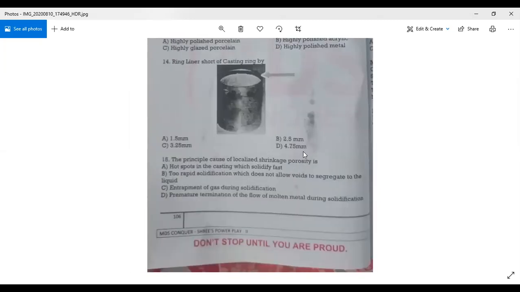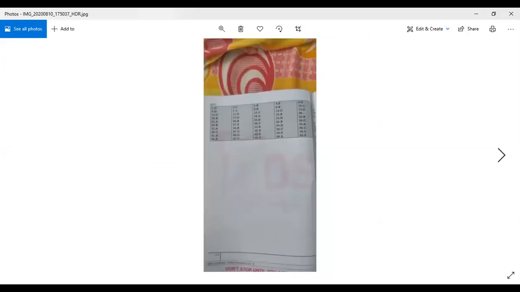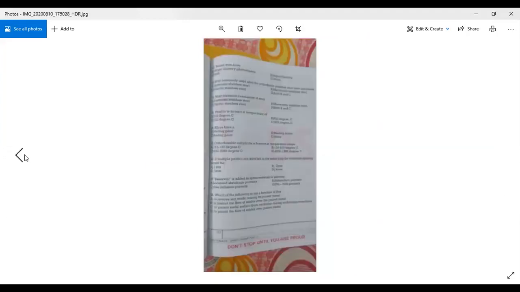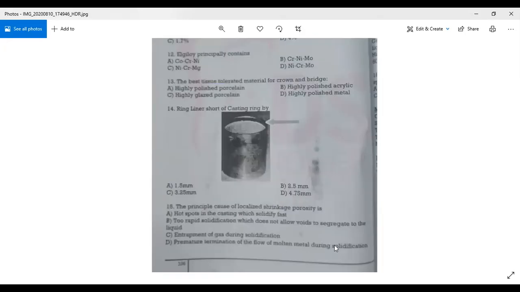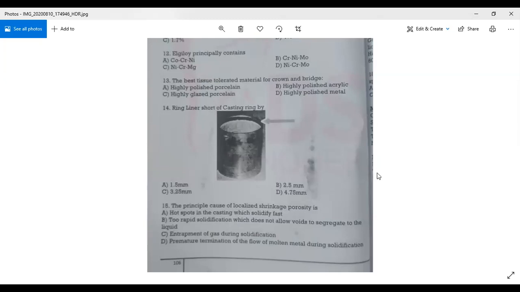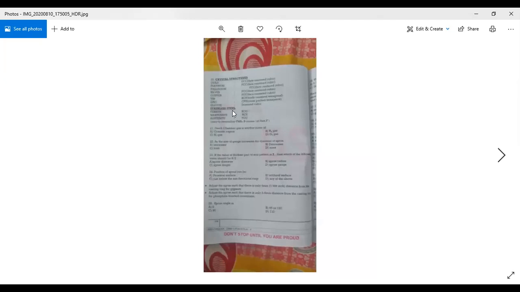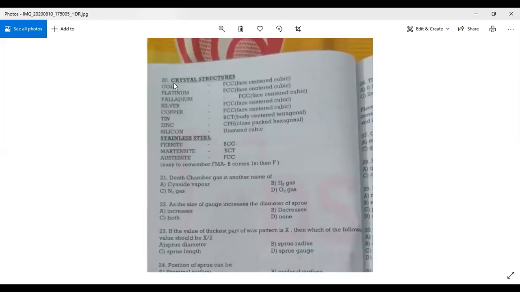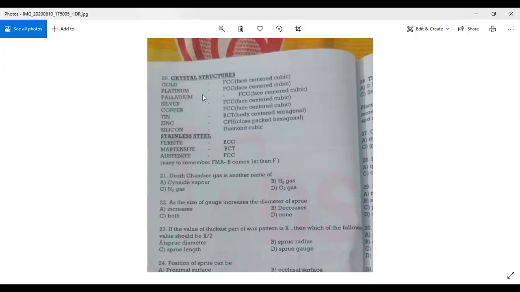The principal cause of localized shrinkage porosity. Too rapid solidification, which allows all the wires to segregate. See all the options always. Premature termination of flow of molten metal during solidification, that is what localized shrinkage porosity is. In the afternoon session, we'll try to solve a few questions. Here they have given crystal structures also. If you want to remember the crystal structures.